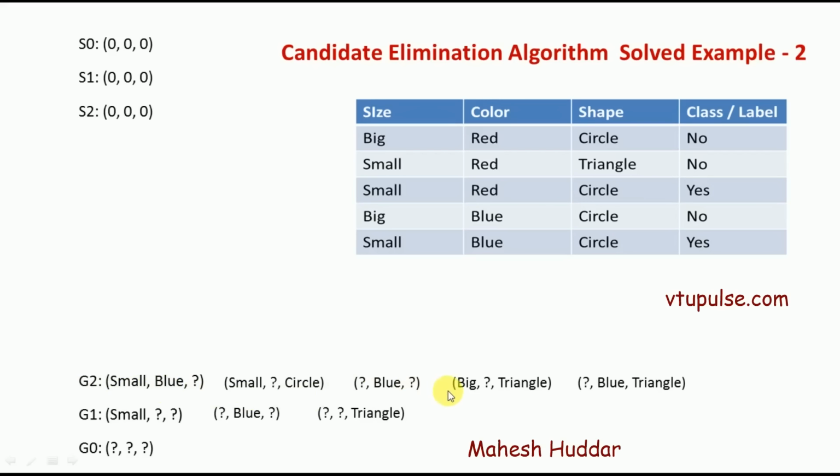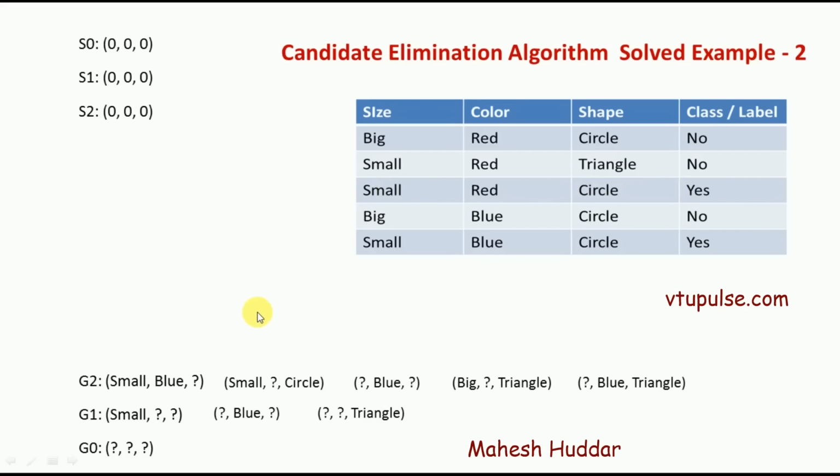Now this is the example and this is the hypothesis. Small, blue, question mark. Small will match with small, but blue will not match with red. Negative classification, expected is positive, so it is inconsistent, remove it. Small, question mark, circle: small will match here, circle will match here, so perfect match, positive classification. So the first hypothesis is small, question mark, circle.